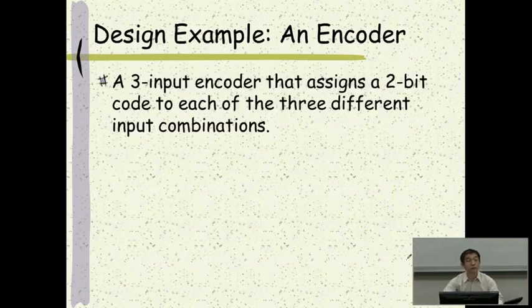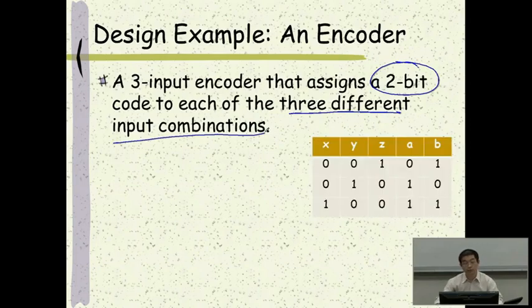So let's consider the design of an encoder, which is going to assign a 2-bit code to each of the 3 different input combinations. And here is the truth table for this system. We see the 3 different input combinations are 0, 0, 1, 0, 1, 0, and 1, 0, 0. And their codes will be 0, 1, 1, 0, and 1, 1.